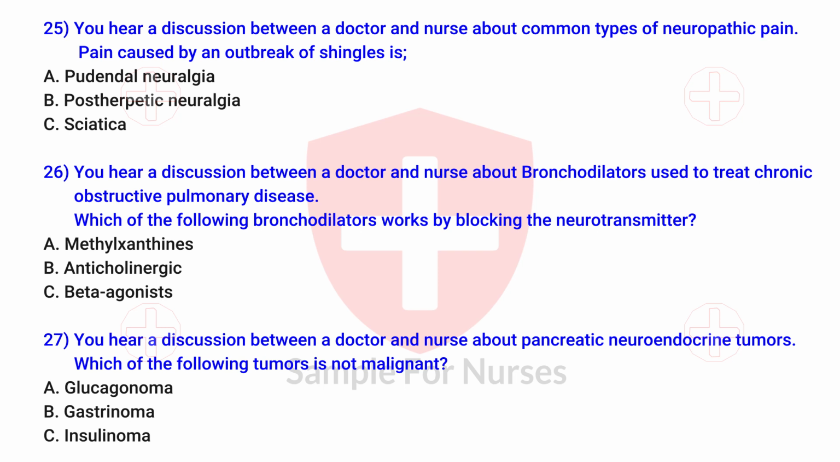Question 26. You hear a discussion about bronchodilators used to treat chronic obstructive pulmonary disease. Now read the question.